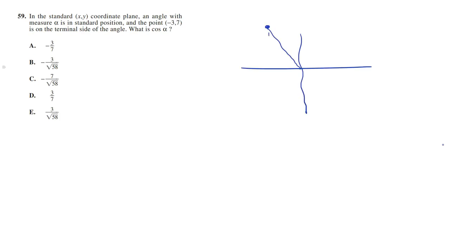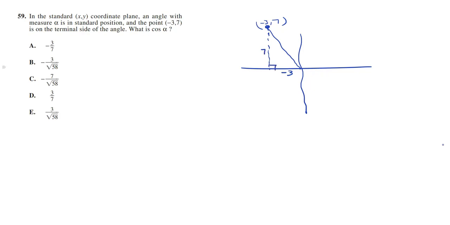And the point negative 3, 7 is on the terminal side of the angle. What is cosine of alpha? So let's go ahead and do this. So this here is negative 3, 7. So that means this is negative 3 here, and this is 7.